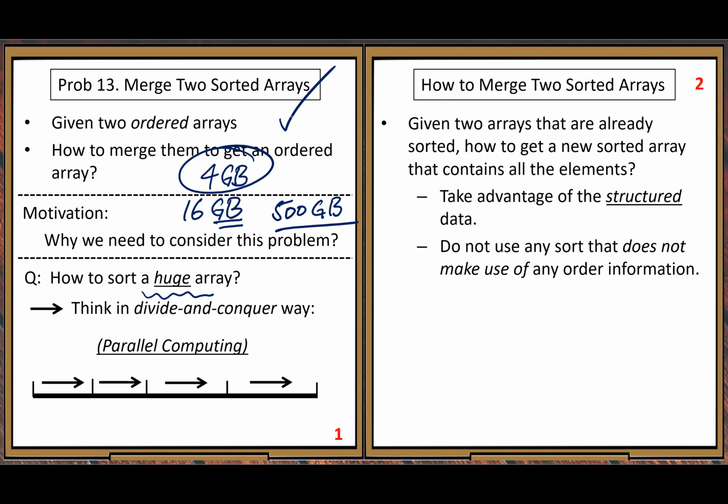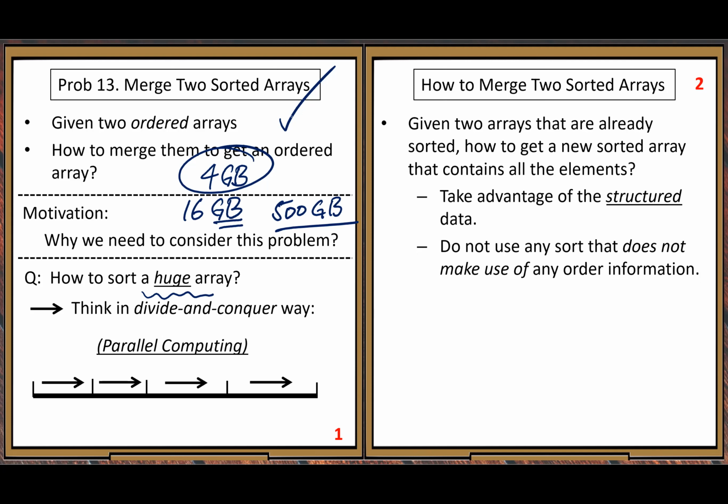So that student made this argument: based on this algorithm, we take advantage of the order information. Yes, it's true. In that modified version of bubble sort, we take advantage of the order information.